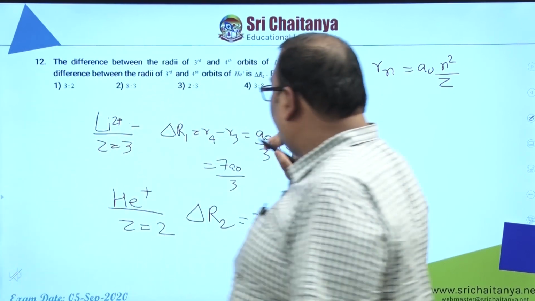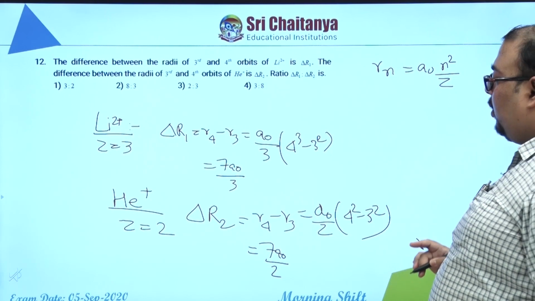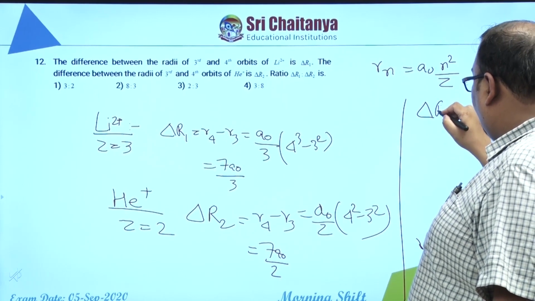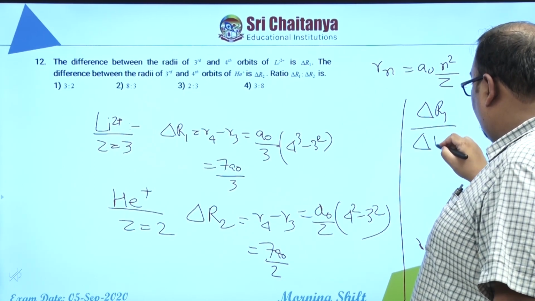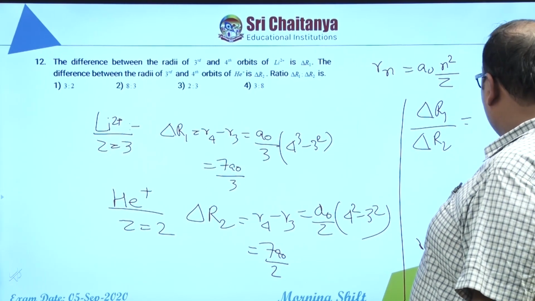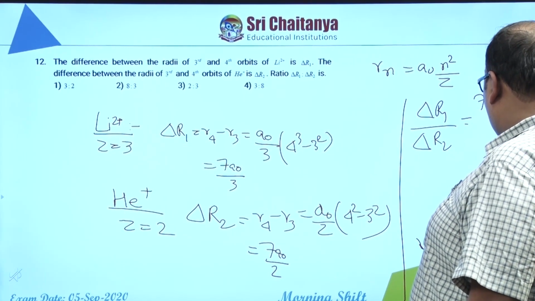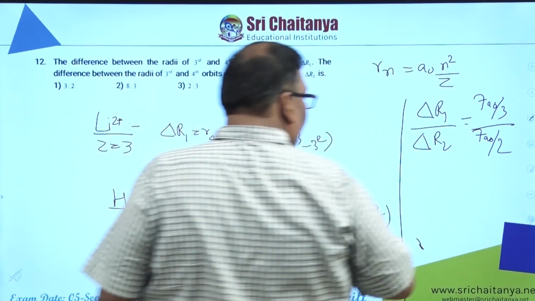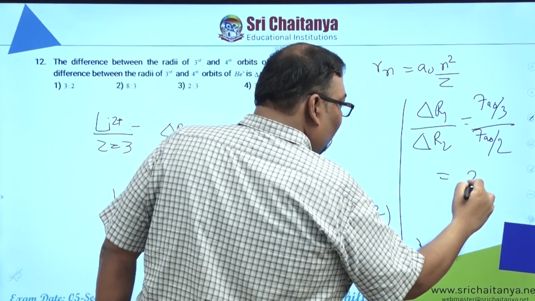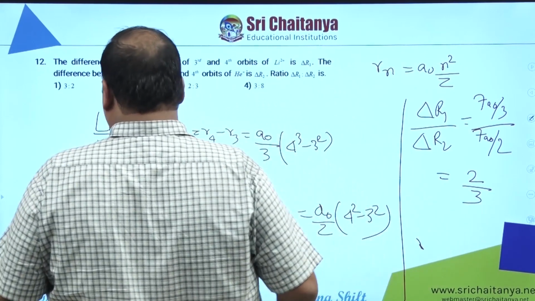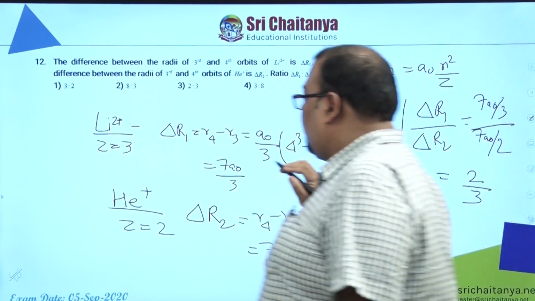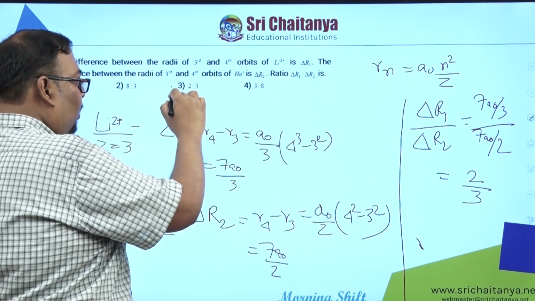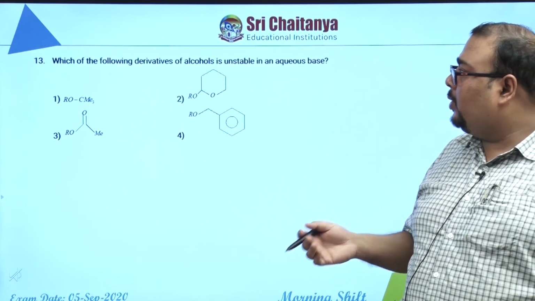Now you see we have calculated delta R1 as well as delta R2. Okay, we don't need to put the value of A naught because they are asking the ratio. So delta R1 by delta R2 will be equal to 7 A naught by 3 by 7 A naught by 2. Okay, so this will come out to be 2:3. So you see the correct answer among all these 4 options will be option 3. Okay, pause. Next is question number 13.